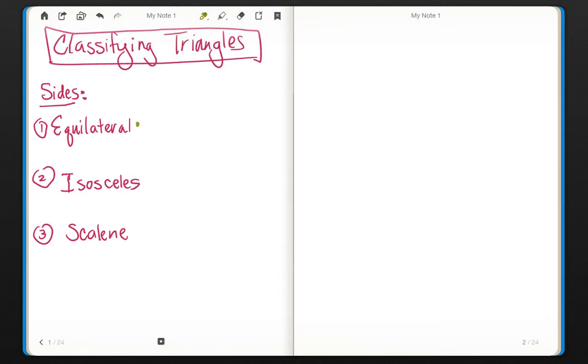So an equilateral triangle, lateral means sides, and that prefix there at the beginning should make you think equal. So this has all sides are equal. Isosceles has 2 sides are equal. And so then the only possibility left is scalene, which is no equal sides.